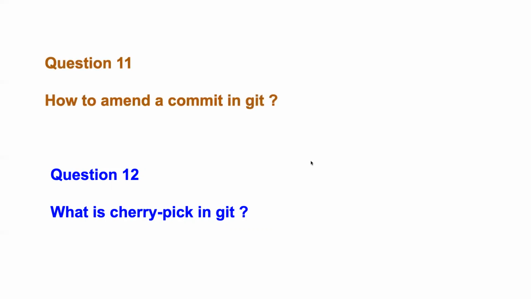Question number 11 is how to amend a commit in Git. So amending is nothing but you want to add something to the existing commit. Okay, let's assume you have done something wrong with your commit, and you have pushed the commit. Okay, and if you want to fix the broken commit, what you can simply do is use git commit --amend, and that would amend, or it would fix your broken change. So that's about git commit amend.